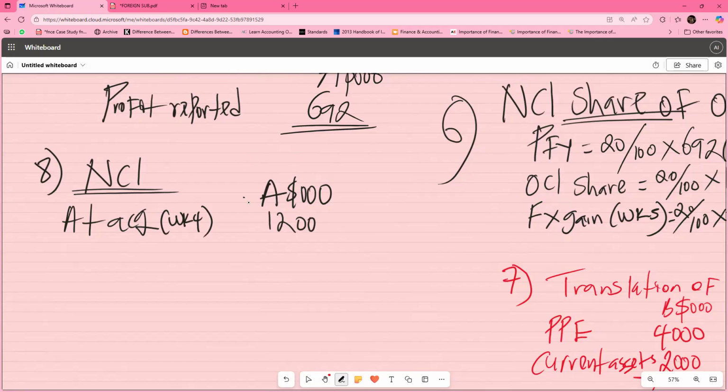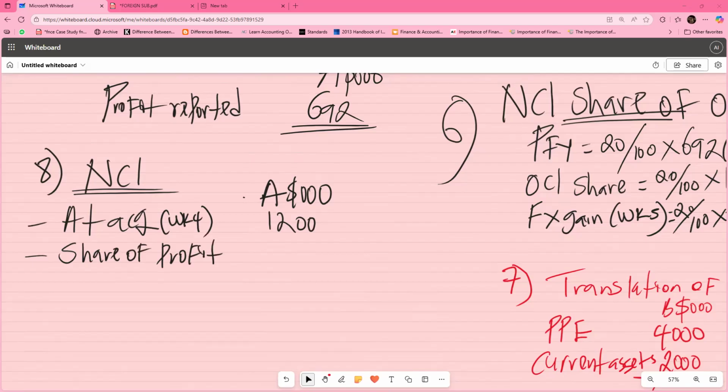I'm sure that some of us will also remember that after the NCI at acquisition, the next thing we'll do is the share of profits. So we also need to look at the share of profit. We have a post-acquisition profit.